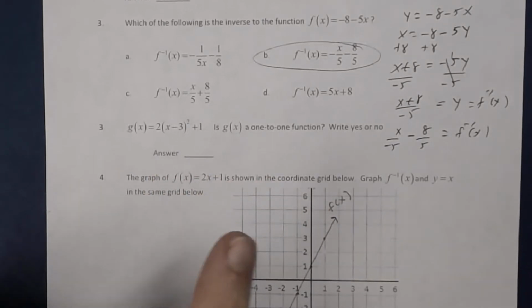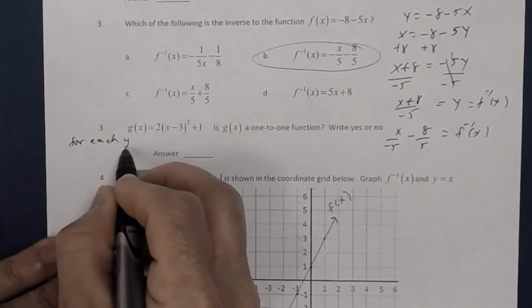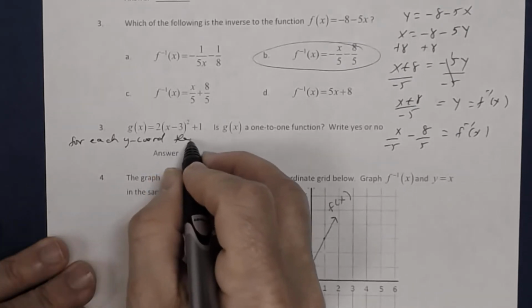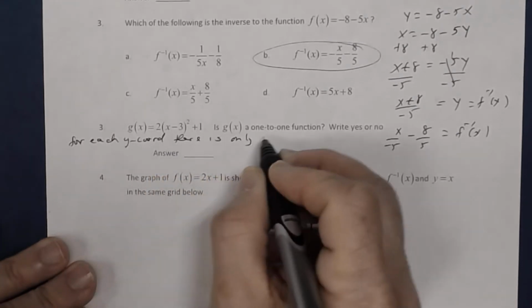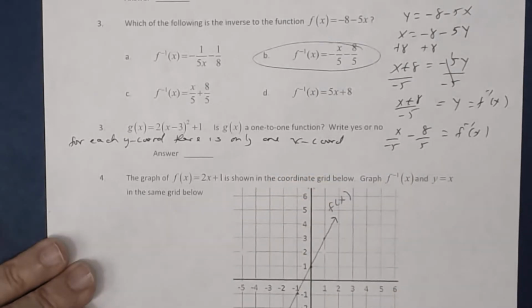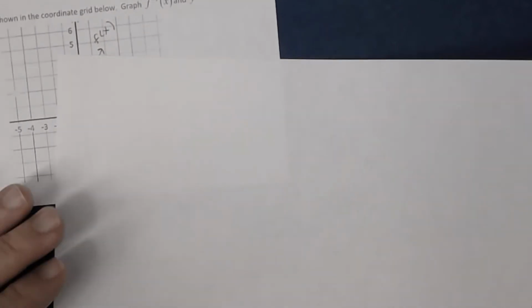All right, so a one-to-one function says this. For each y coordinate, there is only one x coordinate. All right, that's what a one-to-one function is. So if you look at this right here, I want you to think about that. All right, let's think about that.